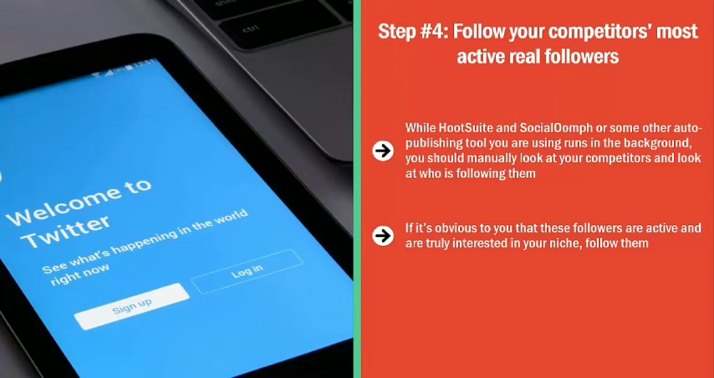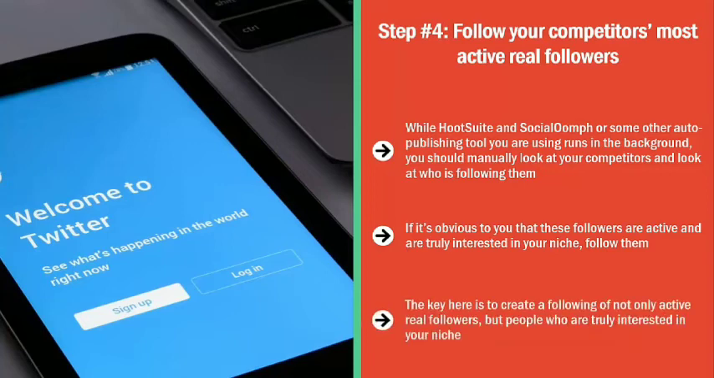The strategy here is pretty simple. On Twitter, a certain percentage of people will automatically follow you back when you follow them. Not everybody does this, but around 20 to 30% of people will do this. The key here is to create a following of not only active, real followers, but people who are truly interested in your niche. If you do this right, you build a tremendous amount of credibility with the high-quality, curated content that you're sharing, and this can draw eyeballs to your Layer 1, Layer 2, Layer 3 content, and this can lead to traffic to those pages.